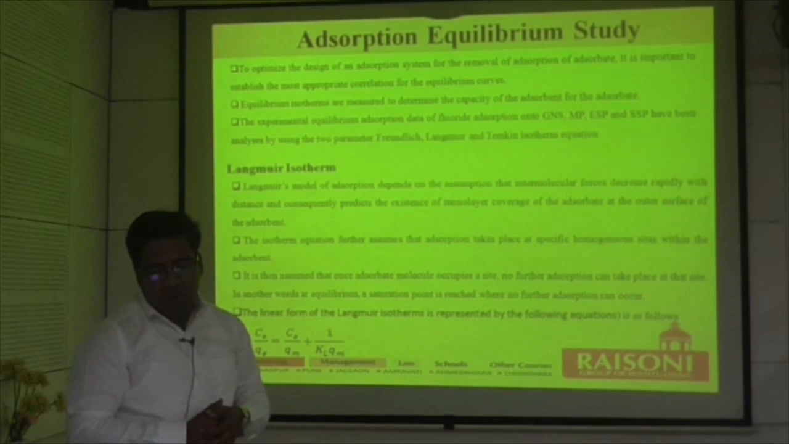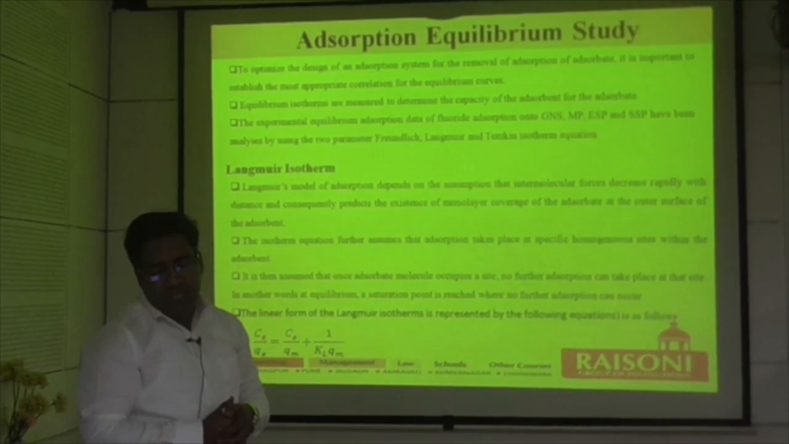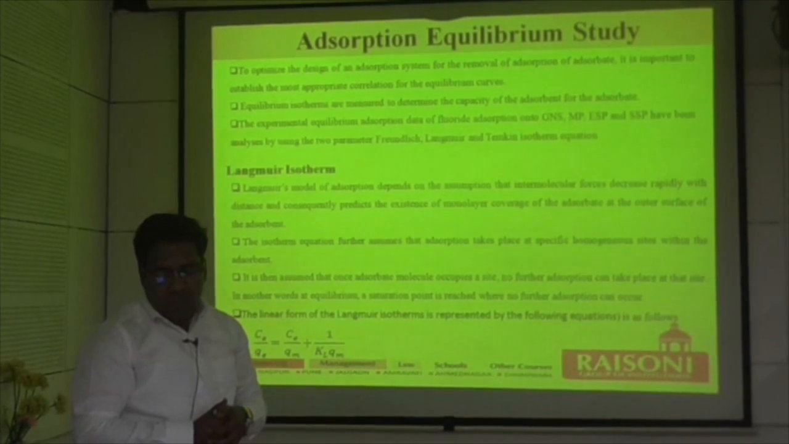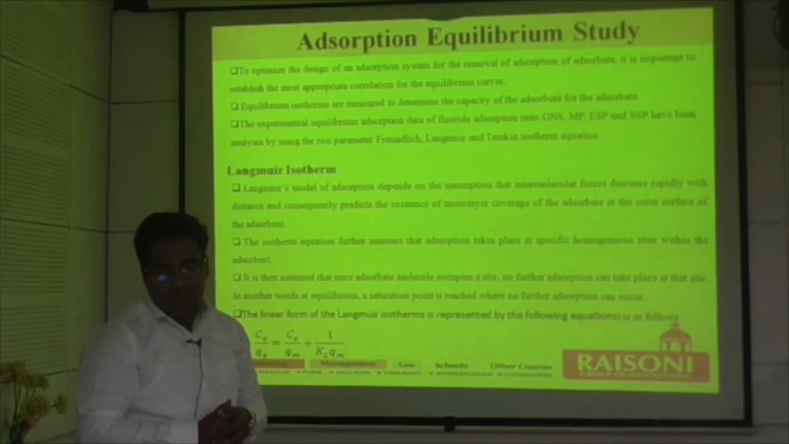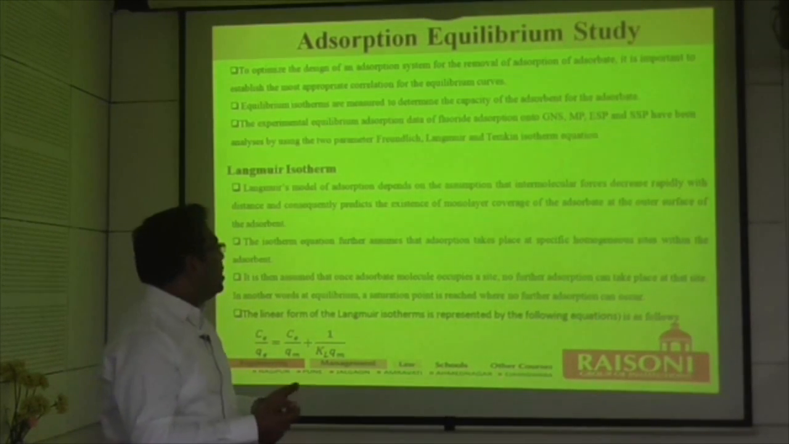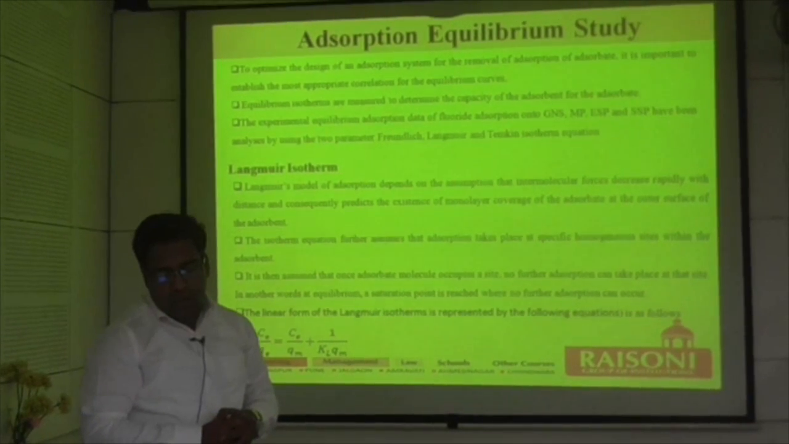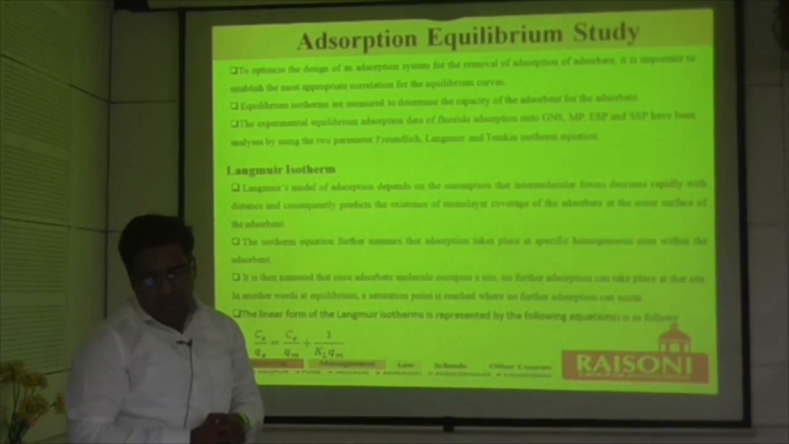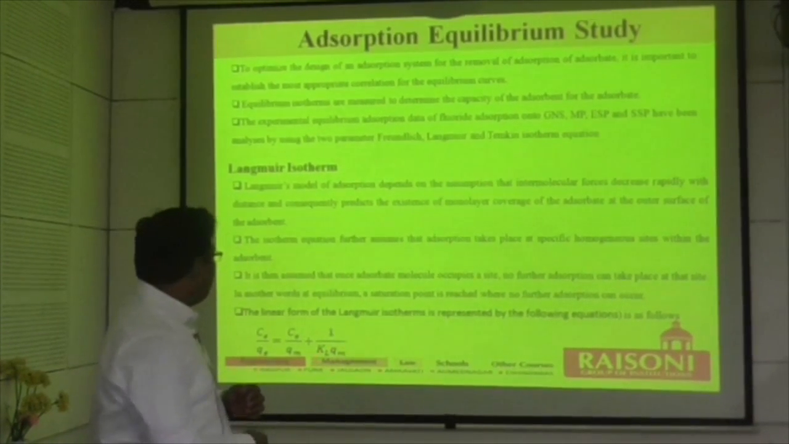The isotherm equation further assumes that adsorption takes place at specific homogeneous sites within the adsorbent. It is then assumed that once an adsorbate molecule occupies a site, no further adsorption can take place at that site. In other words, there will be no further adsorption process. The linear form of the Langmuir isotherm is represented by the following equation. This is the equation which is used for that.